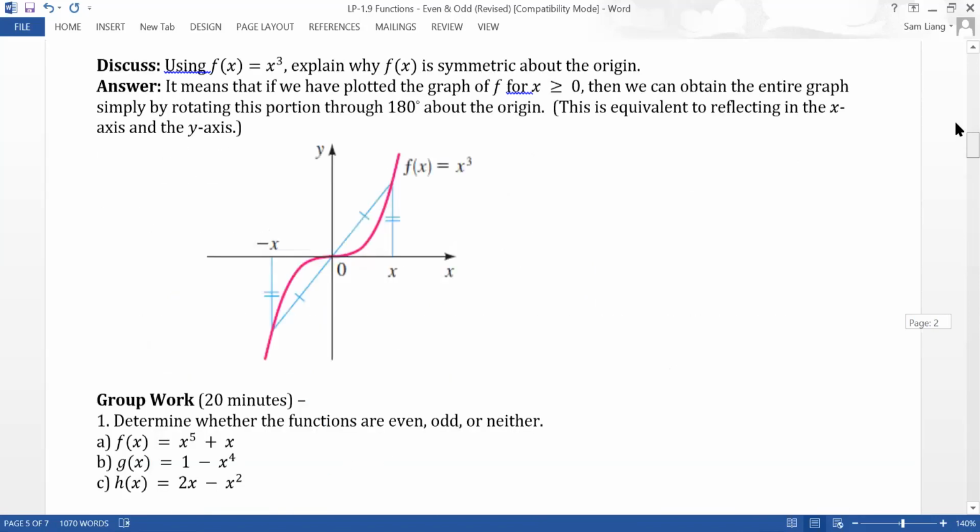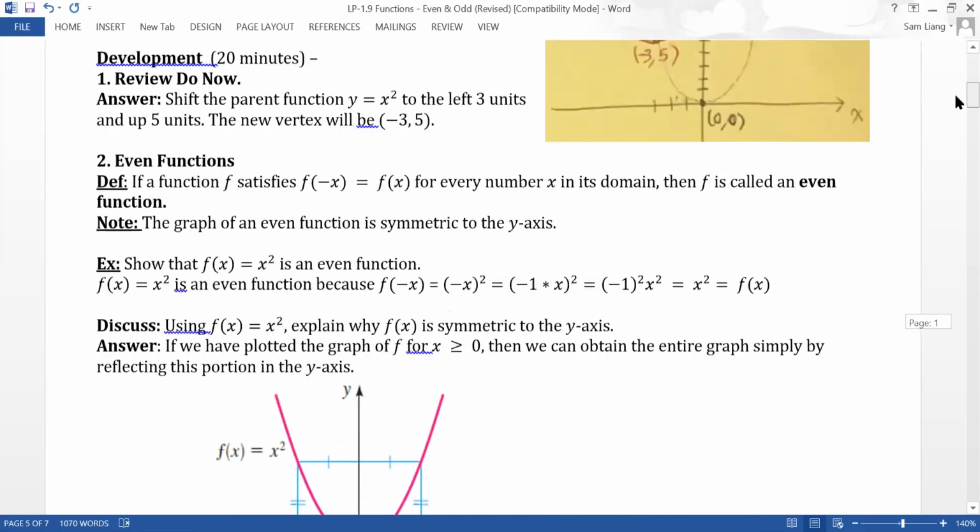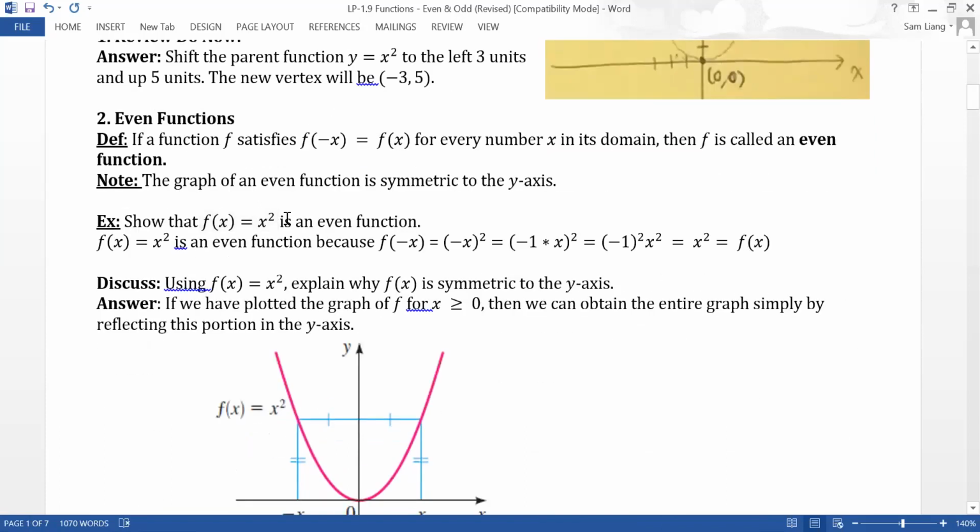All right, so that question was: show that f of x equals x squared is an even function. To show it algebraically, we just plug in negative x, based on the definition, and then we have to show that it's equal to the original function. The original function that we should end up with is x squared in this case, right?